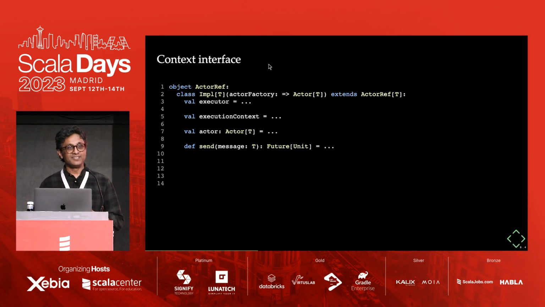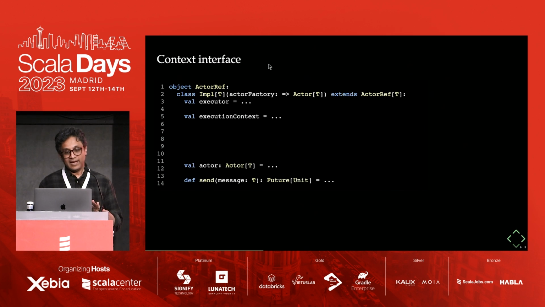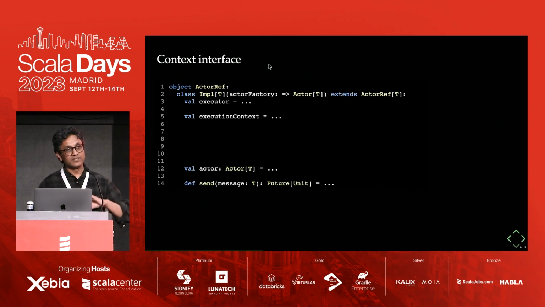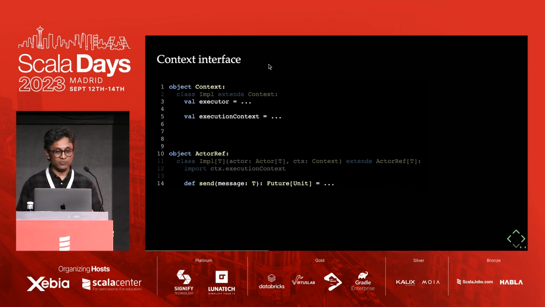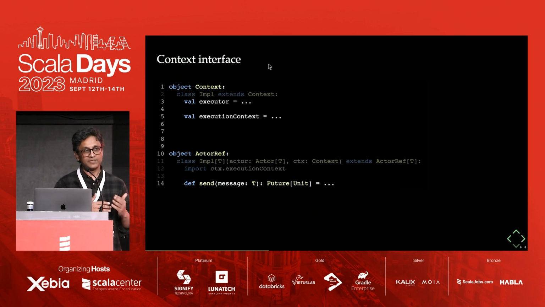So again, this is a kind of refactoring which I'm trying to animate. This is our existing implementation, and what we do is we separate out the executor part and the send method part, and we keep the send method inside the ActorRef, and create a new implementation for the context interface, where we provide the implementation of execution context, because that is one of the APIs.